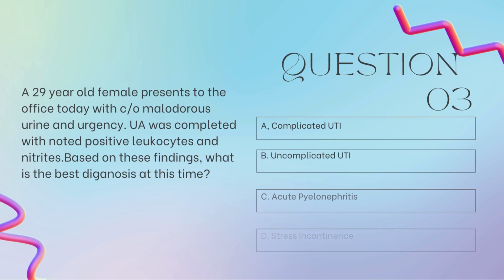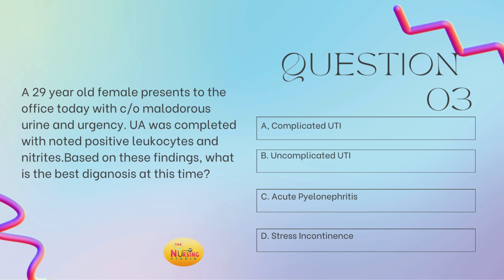All right, and lastly, question number 3 for today. A 29-year-old female presents to the office today with complaints of malodorous urine and urgency. A urinalysis was completed with noted positive leukocytes and nitrites. Based on these findings, what is the best diagnosis at this time? Is it A, complicated UTI, B, uncomplicated UTI, C, acute pyelonephritis, or D, stress incontinence? Take a moment and tell me what you got.